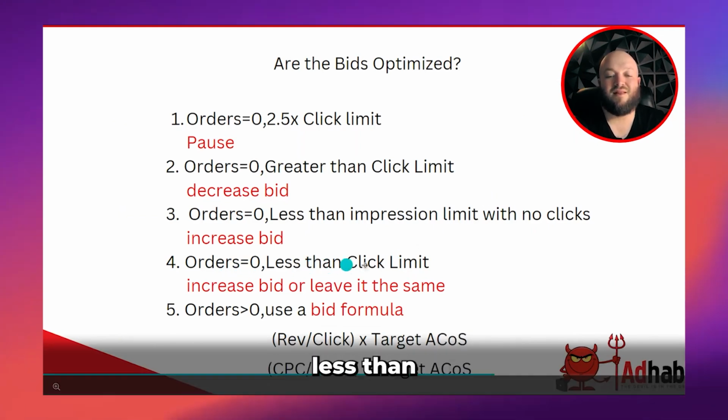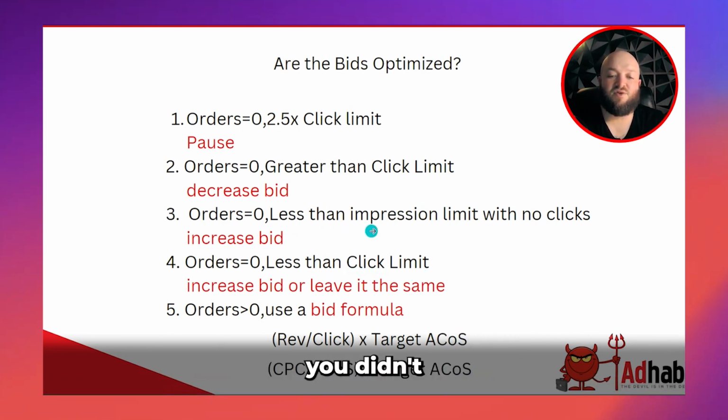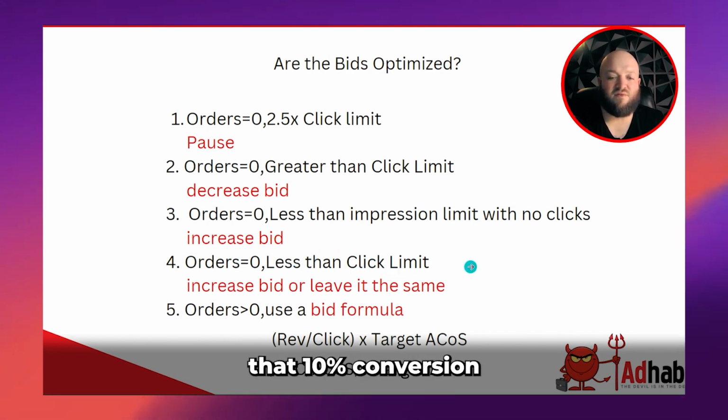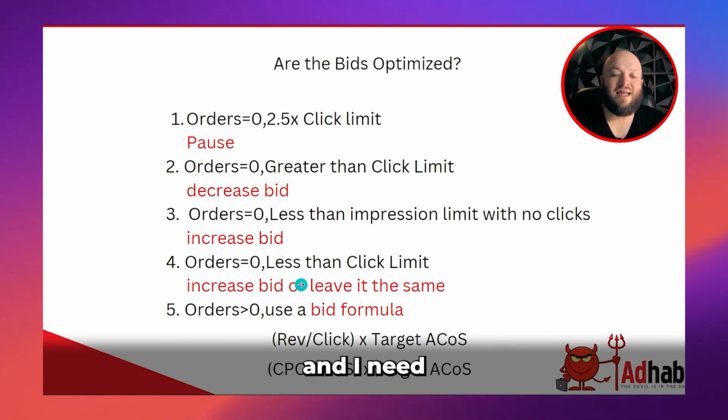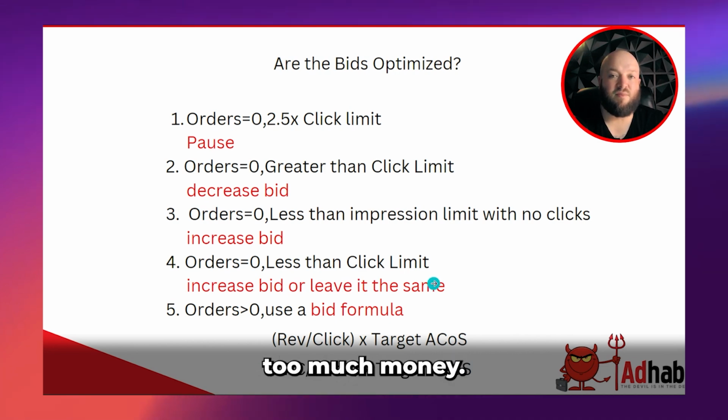The reason I'm going to do less than the click limit, like I said, is if you have not enough data, just like you didn't have enough impressions, if we're getting no orders and we haven't hit our click limit yet, that means we could still be around that 10% conversion rate for this keyword, and I need to give it a little bit more time. I don't want to decrease the bids. I may decrease them if they're spending too much money, if my cost per click is too high. So you want to come up with that too.